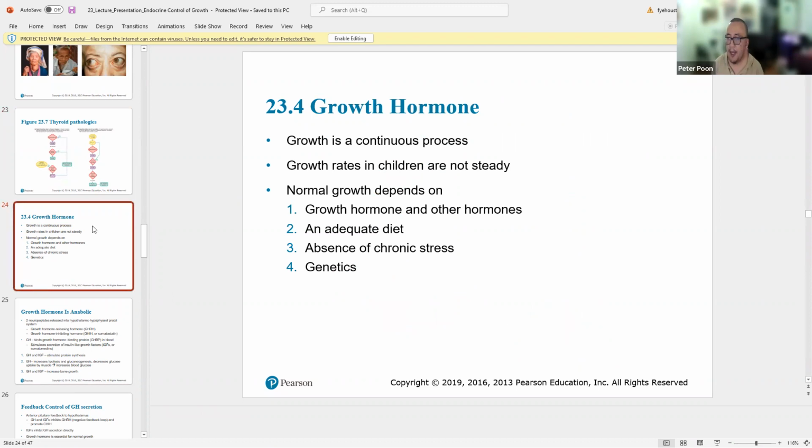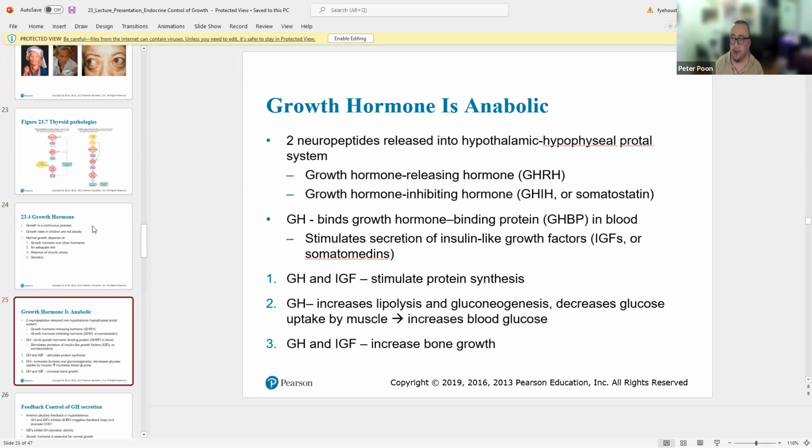All right. Last but not least, growth hormone. Growth is the process. Growth rates in children are not steady. I'm sure you guys know that, but children go through surges of growth, and times where the growth is relatively flat. They never stop growing, so they always grow, but then they'll have surges where they grow a lot faster than usual.